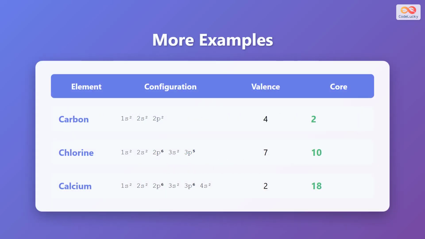Let's look at three more examples. Carbon with configuration 1s2, 2s2, 2p2 has 4 valence electrons and 2 core electrons. Chlorine with configuration 1s2, 2s2, 2p6, 3s2, 3p5 has 7 valence electrons and 10 core electrons. Calcium with configuration 1s2, 2s2, 2p6, 3s2, 3p6, 4s2 has 2 valence electrons and 18 core electrons. Notice how the number of core electrons increases as we move to heavier elements.